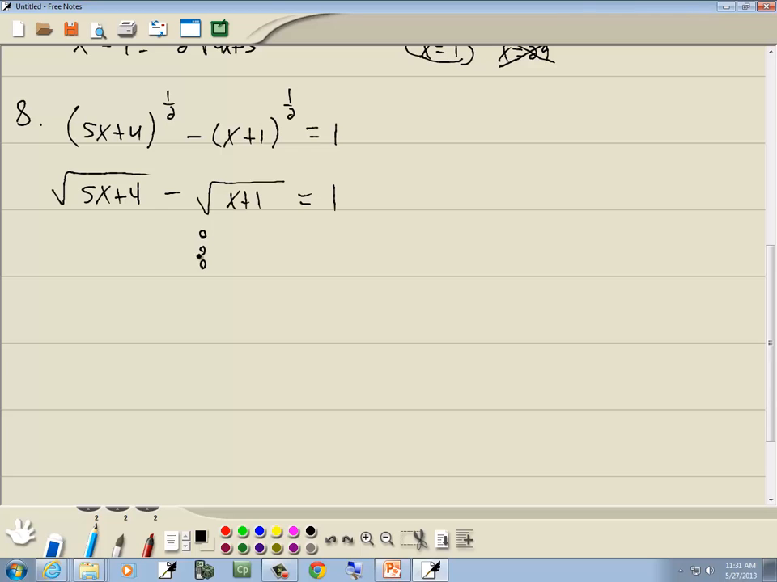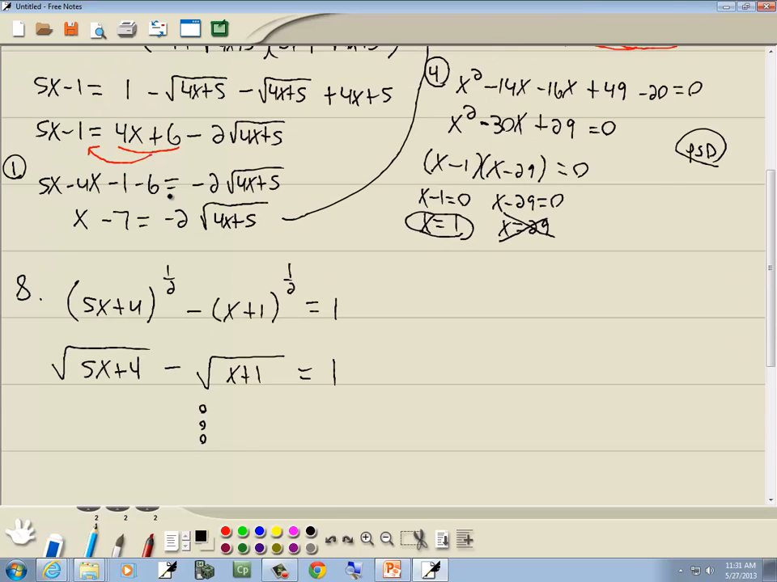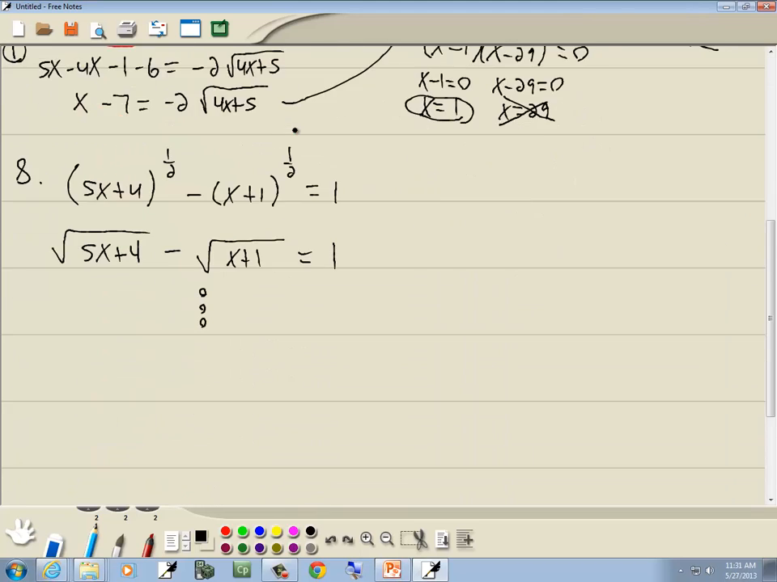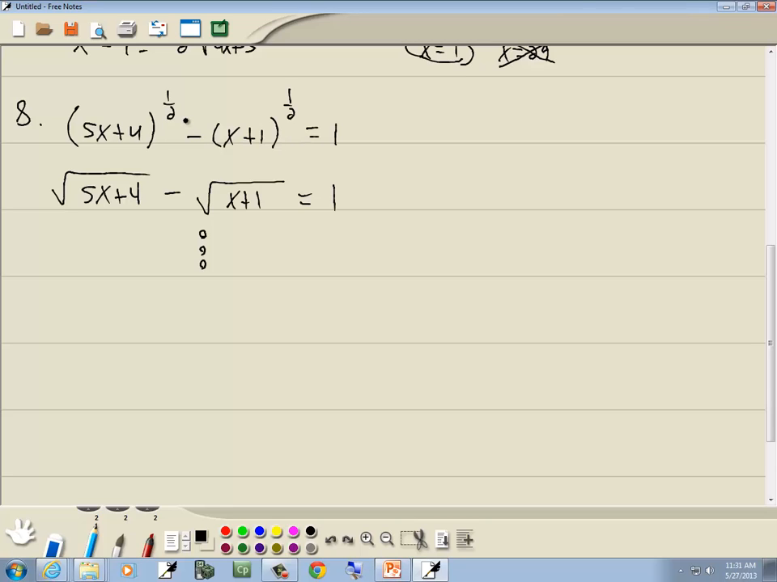Now, after we rewrite it in radical form, you notice it is exactly the same problem as this. Different numbers, but same idea. So when you run across problems that have rational exponents on them like this, they're just radical equations. They're just written a little bit differently. And you do the same steps that we just did in the previous problems.